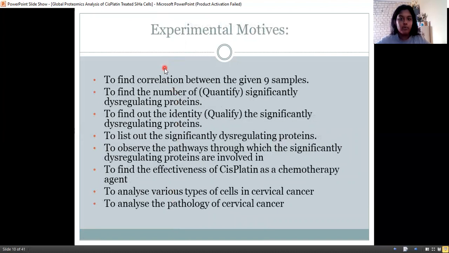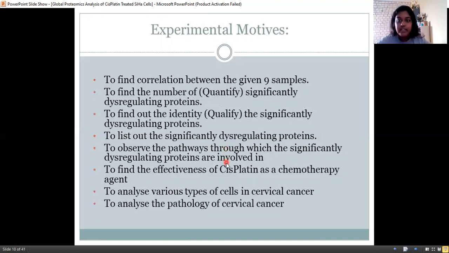I had a few experimental motives before starting this analysis. I wanted to find the correlation between the given samples. I wanted to find the number of significantly dysregulated proteins, or quantify the proteins. I wanted to find what the significantly dysregulated proteins were, or qualify which proteins they were. I wanted to list out these dysregulated proteins and observe the pathways through which these proteins were involved.